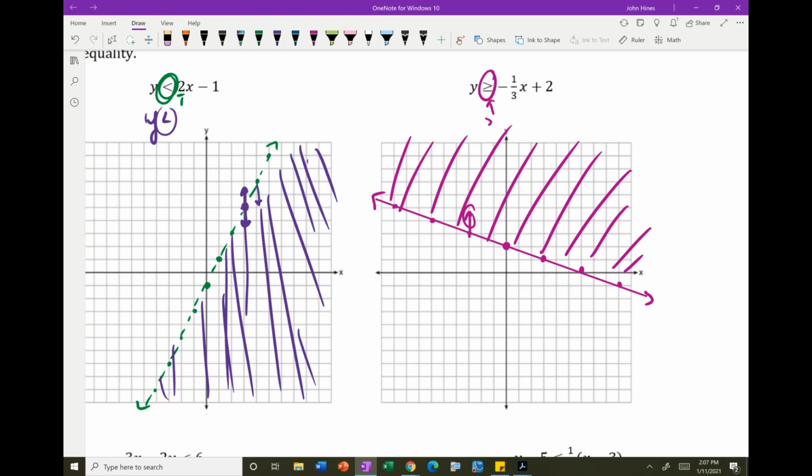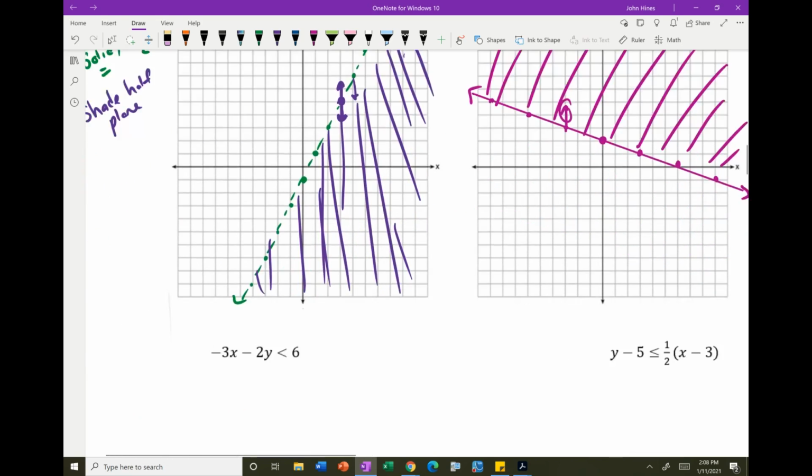There's a lot of little things to look out for when we do inequalities.